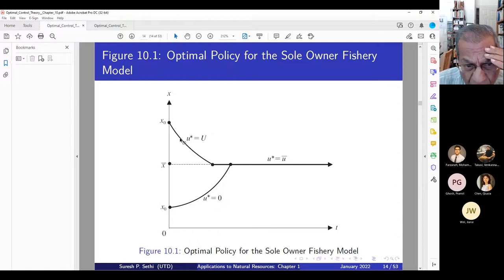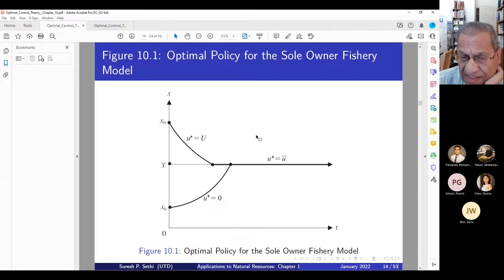So why don't I go to the golden rule and stay there? That's one question. Why do I come here? Because that's the best steady state. Or think this way. Suppose I give you the X0 to be exactly at the golden rule. Another way, let's assume that this is the golden rule, and I am right now at the golden rule. The optimal solution still says, come down and then go here.